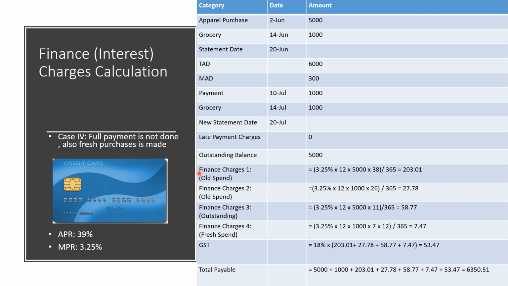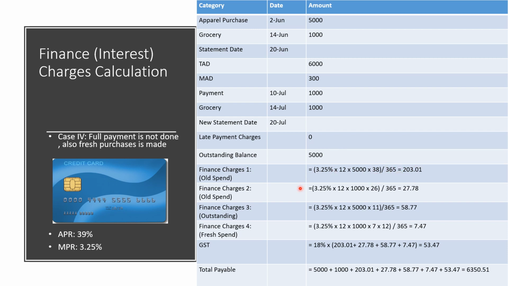So there would be four types of finance charges that would be applicable on this transaction. The first one would be on the old spend. So there are two old spends, 5000 and 1000. So let us consider the first old spend here. On 5000 rupees, considering the APR, which is 39%, or the MPR 3.25, into 12 divided by 365 into 38 days. This 38 days is coming from the date of transaction till the date of part payment, which is from 2nd June to the 10th of July. So it would be levied on 38 days, which would be 203.01 rupees.